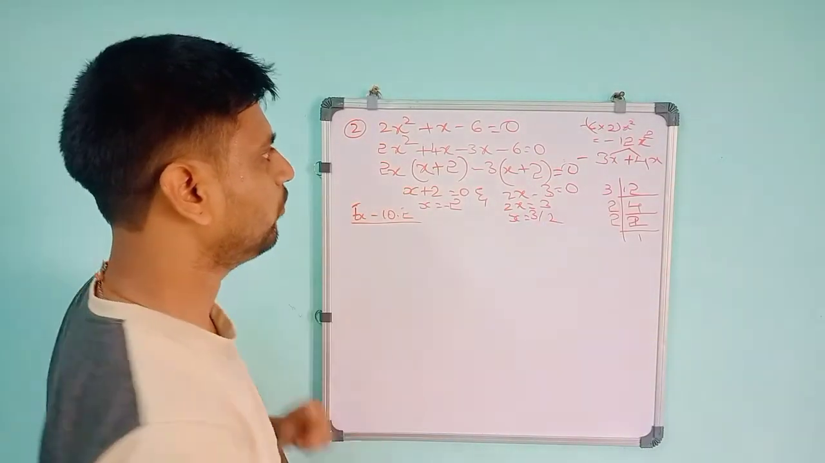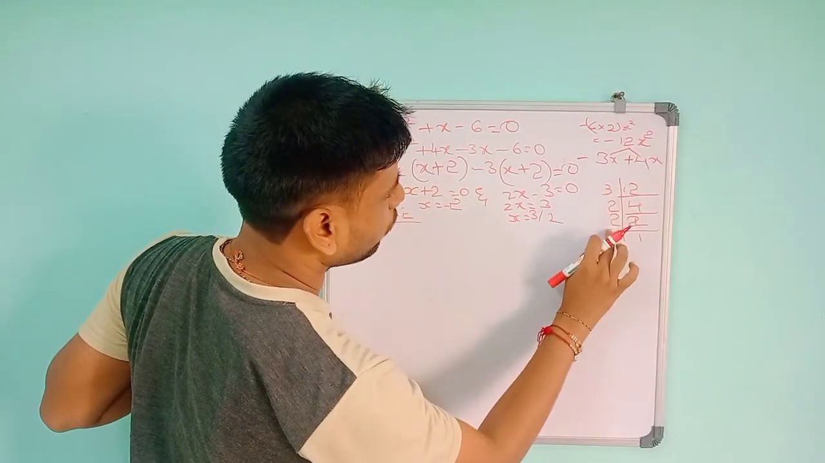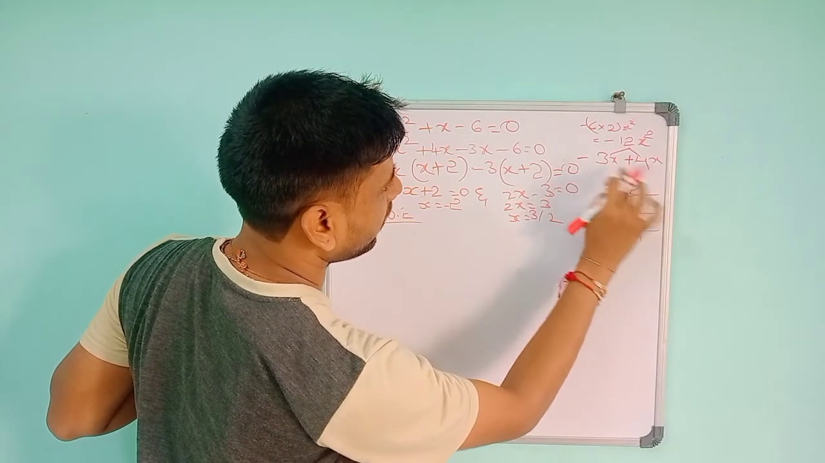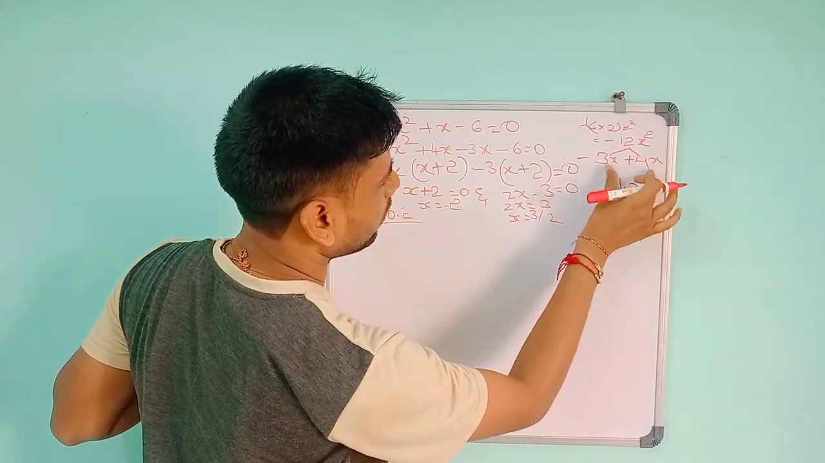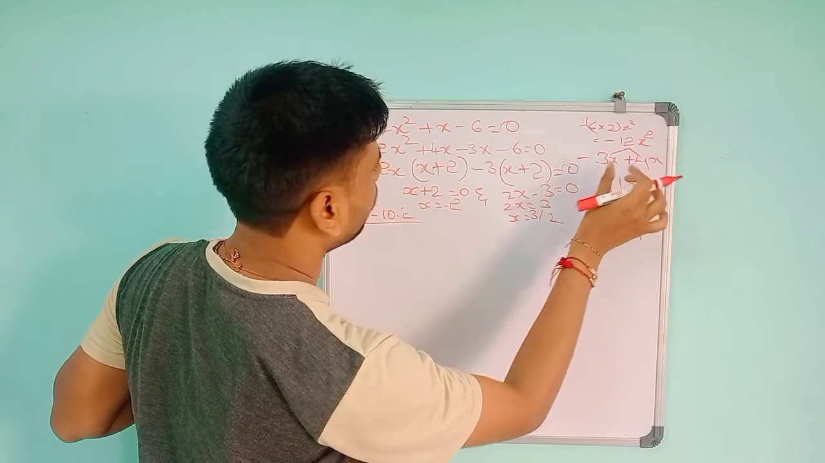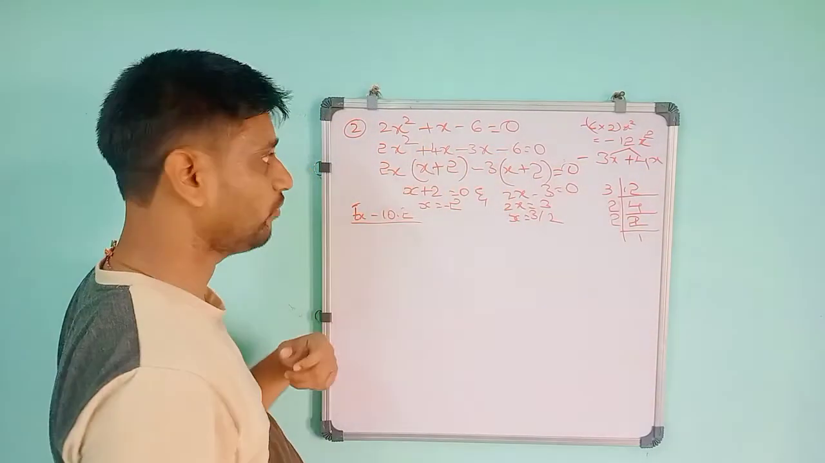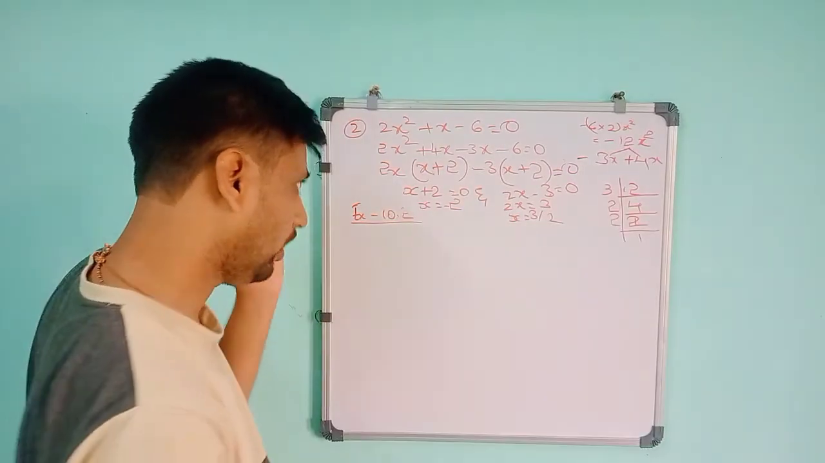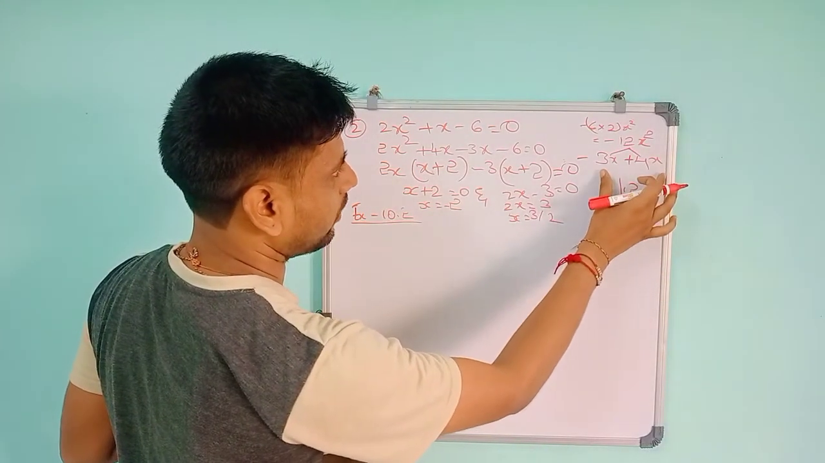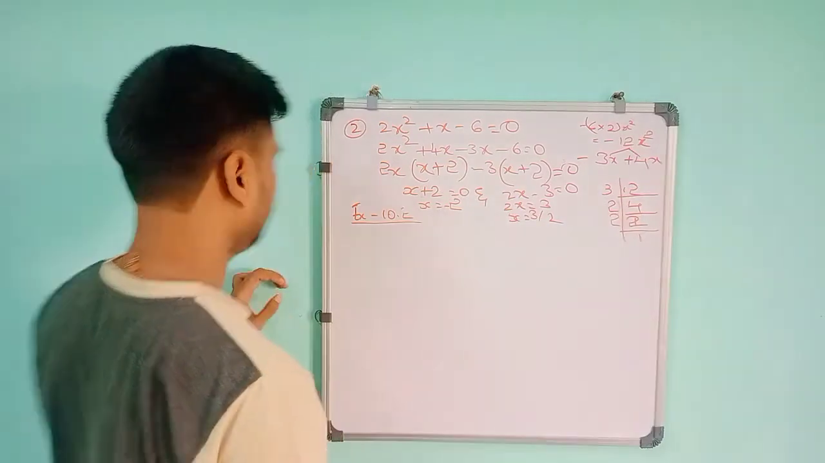So if you write it in this one, 3 as it is 3, 2 into 2 is 4, so 4. So 3 into 4 is 12, and minus 3 plus 4 is 1. So it is satisfying both conditions, product and the addition of the splitting of the second term. So like that you have to take the numbers. If you don't know directly, you can do this also.